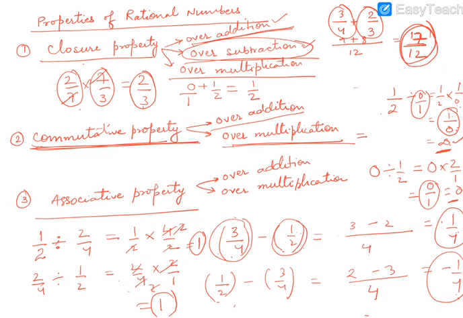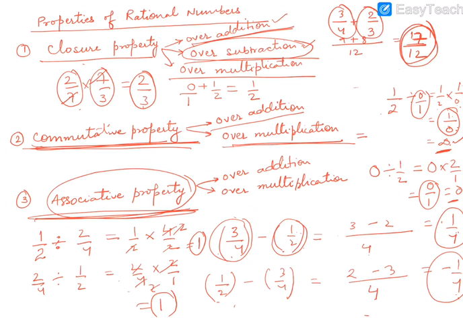The associative property is the same as the commutative property. Here in the commutative property, I have told that we only use two rational numbers. In the associative property, we can use more than two rational numbers. The same thing we will do here also. We can say that when we add more than two rational numbers in any sequence, the answer remains the same.